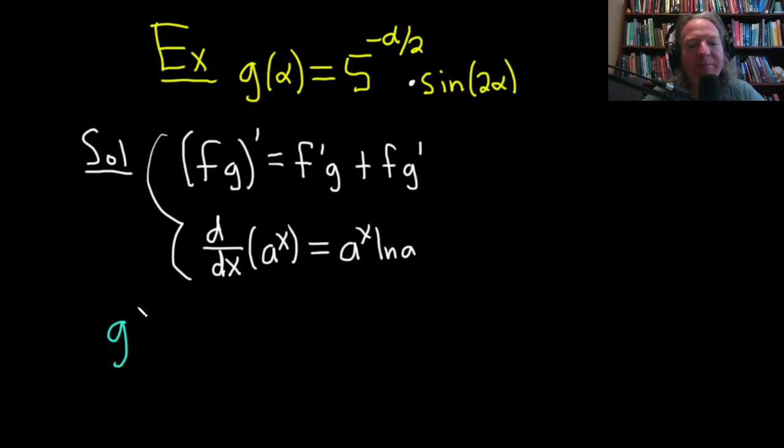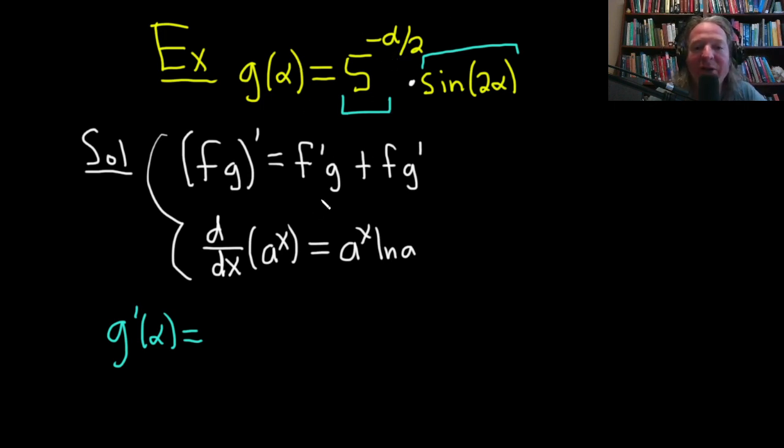So g prime of alpha. This is our first function. That's going to be our f in the formula. And this is our second function. So we have to find the derivative of the first. Now this is going to require a chain rule. So we take the derivative of the outside, evaluate it at the inside, then we multiply by the derivative of the inside. Let's do that.